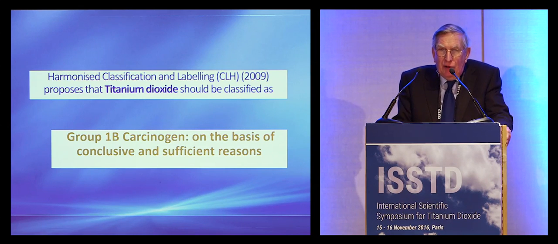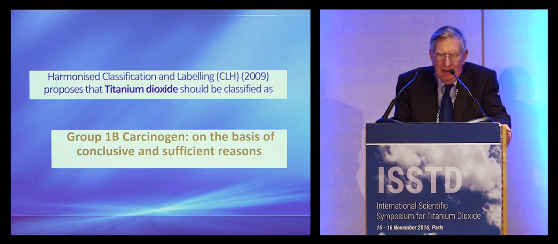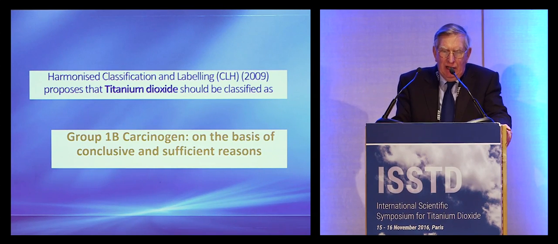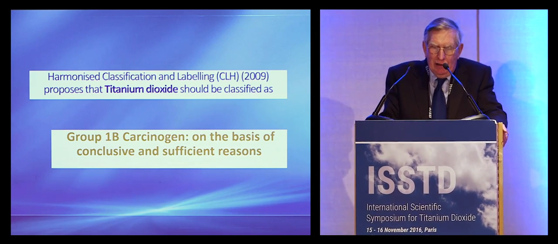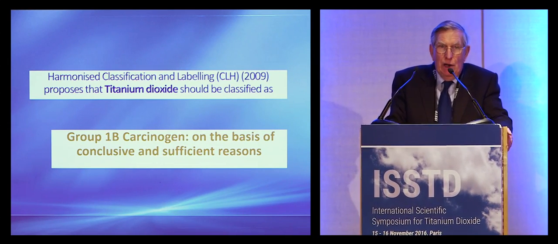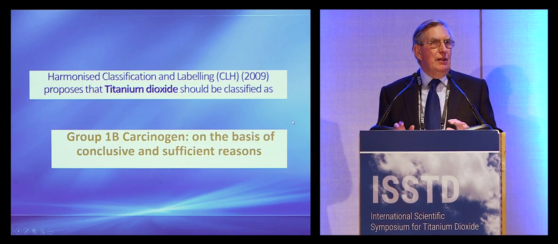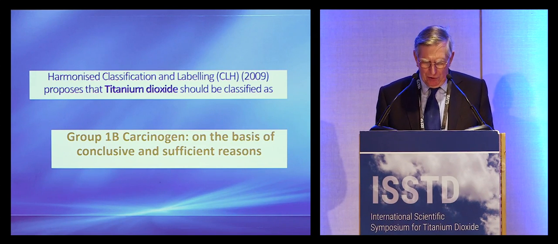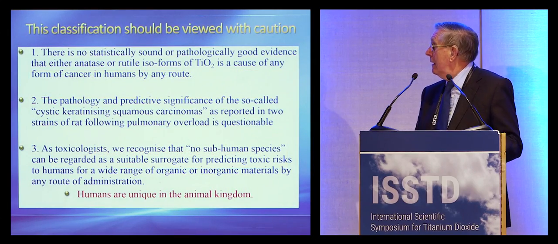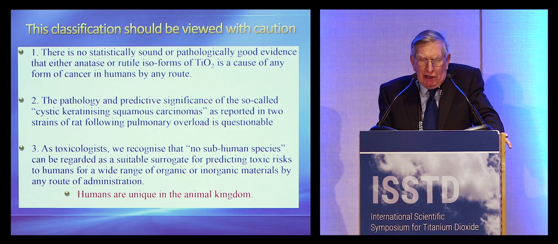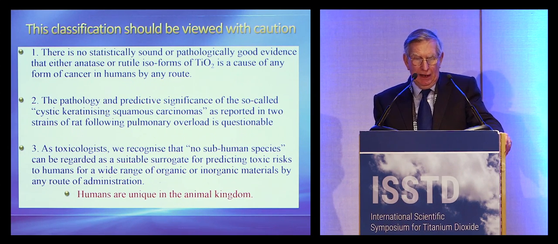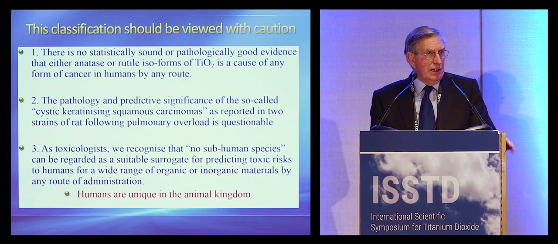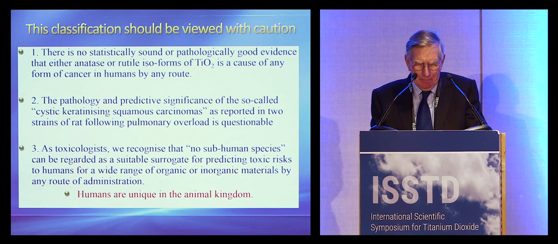Group 1 carcinogen on the basis of conclusive and sufficient reason. Harmonized classification and labeling, I think, ignores a lot of clinical and experimental literature, which to me means this view should be viewed with some considerable caution. I believe that there is no statistically sound or pathologically good evidence that either of the two main forms of titanium dioxide, anatase and rutile, are a cause of cancer in humans by any route. And I don't only include the pulmonary route.